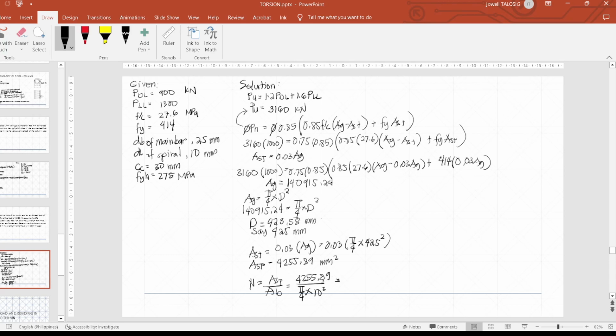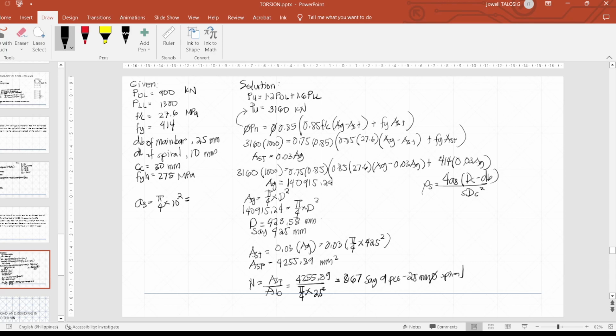So ilan po yung bilang ng 25 mm? So 25 mm po yung ano natin, hindi 10. Okay, so it is 8.67, say 9 pieces. Okay, so hindi po 10 ang nalagay natin, 25 kasi main bar ang tinatanong. So 9 pieces na 25 mm. So kailangan mong i-distribute yon within the circumference of your spiral. Okay? So next po tayo, we need to get the AS.